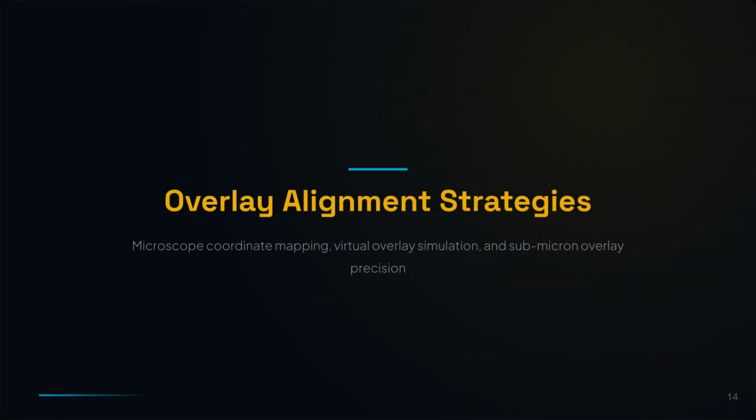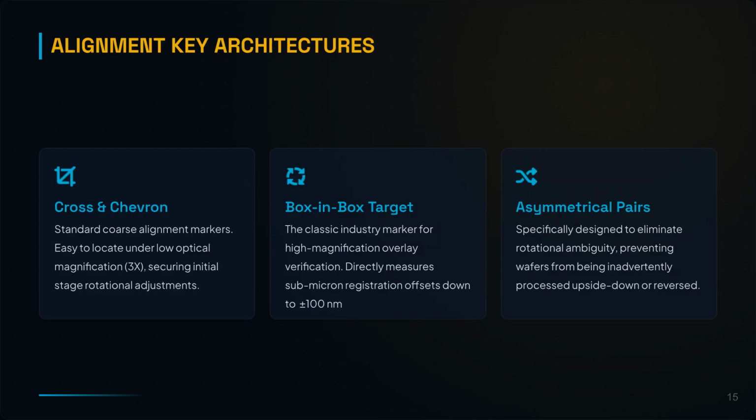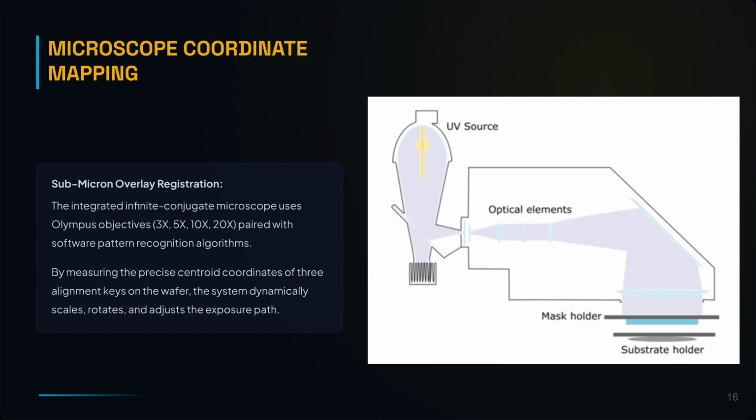Finally, we examine overlay alignment strategies, utilizing microscope coordinate mapping and virtual simulation to achieve submicron precision. The system utilizes various architectures for alignment, including cross and chevron markers for coarse adjustment, box-in-box targets for verification, and asymmetrical pairs to ensure correct wafer orientation. This video covers microscope coordinate mapping.